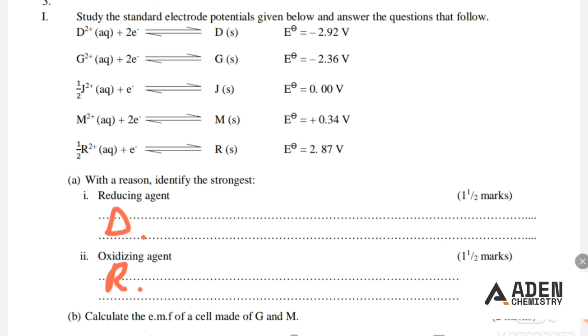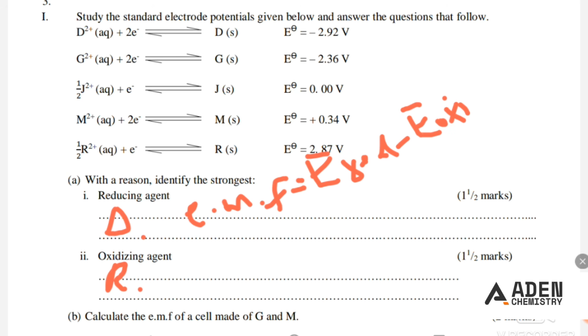We are told calculate the EMF of a cell made of G and M. Let's take G and also M. G is here, it is having negative 2.36. What about M? M is having positive 0.34. So if you want to calculate EMF, we can use several formulas. The first formula is E reduction minus E oxidation. The substance that undergoes reduction is the oxidizing agent. So in our case, the oxidizing agent is the one that's having the positive value.